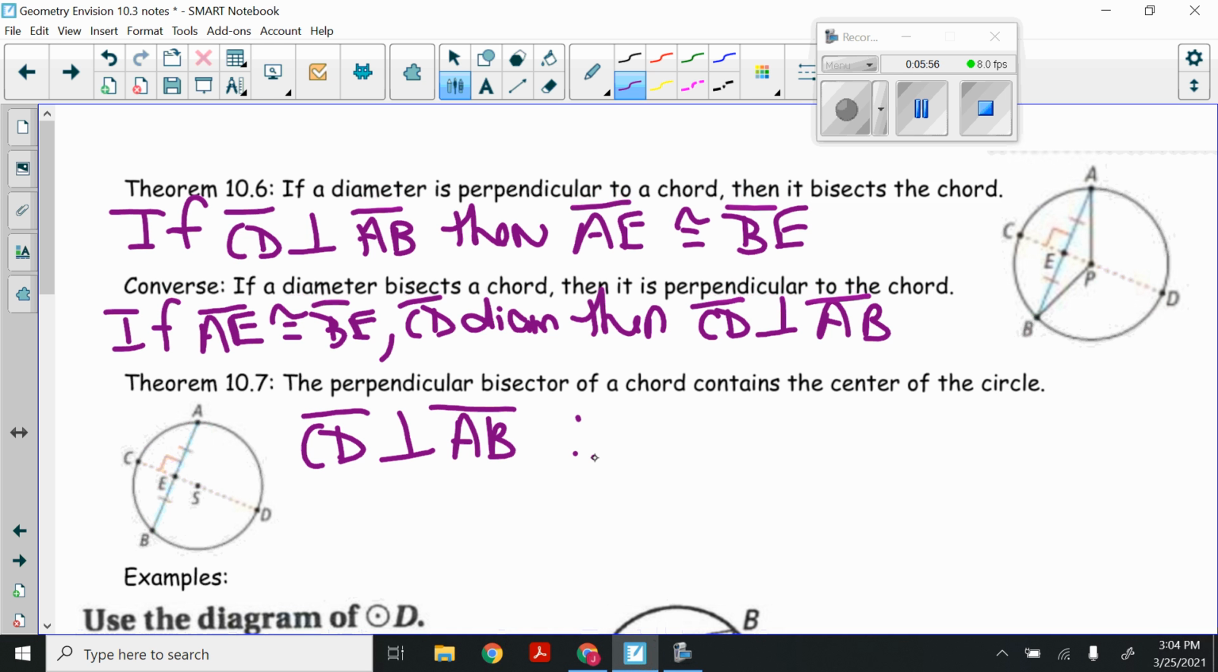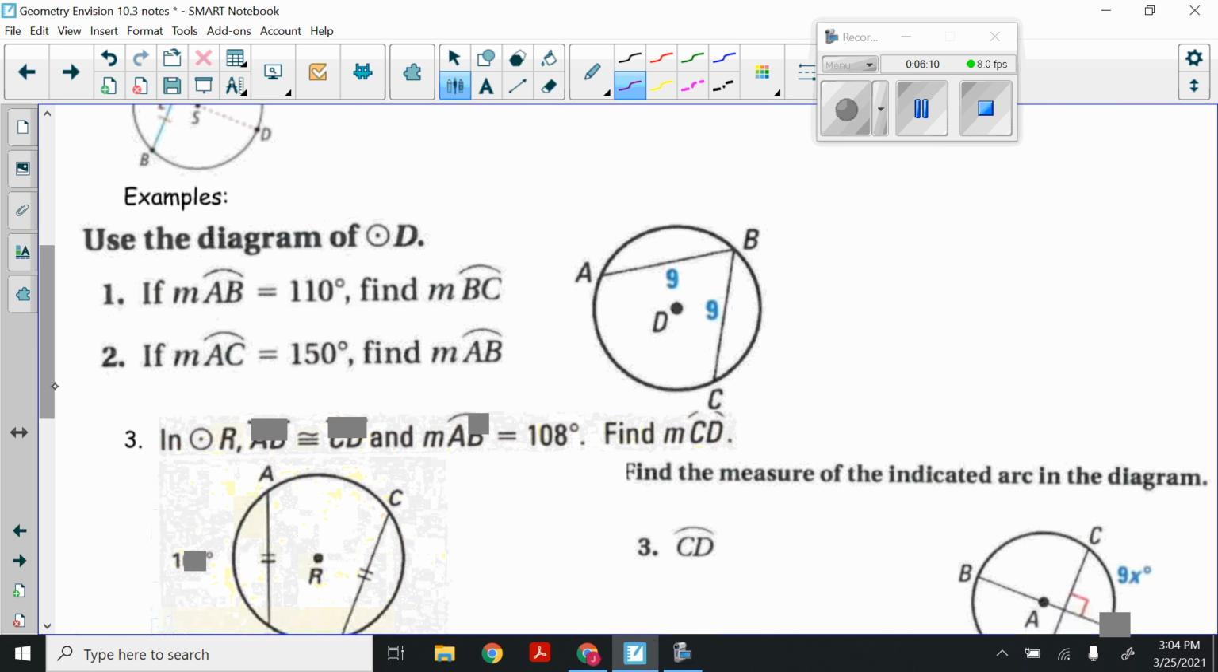Therefore, point S, the center, is on CD, okay? The chord contains the center. All right, let's look at some examples.